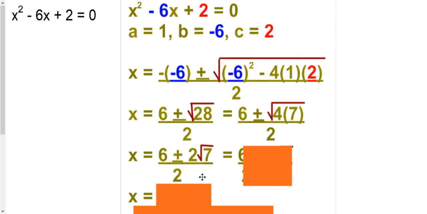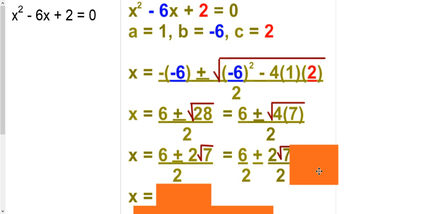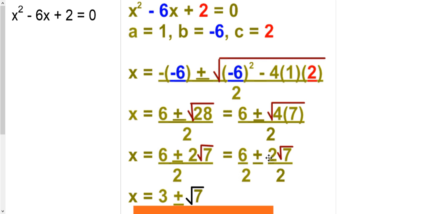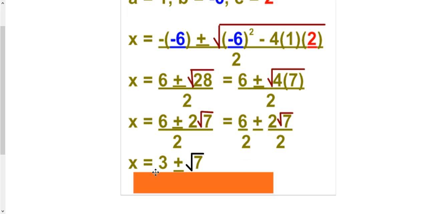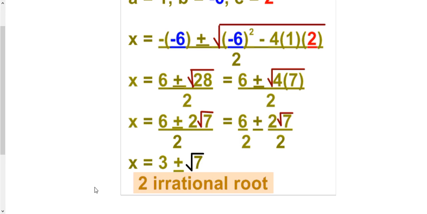We could actually write this as 6 over 2 plus or minus 2 root 7 over 2. Well, 6 over 2 is just 3. 2 over 2 with a root 7 is just root 7. So in other words, we get this for our answer. And really, since we have a root here, that means we're going to have 3 plus root 7 and 3 minus root 7. So we're going to have two answers, but it's going to have a root in it, so there'll be two irrational roots.